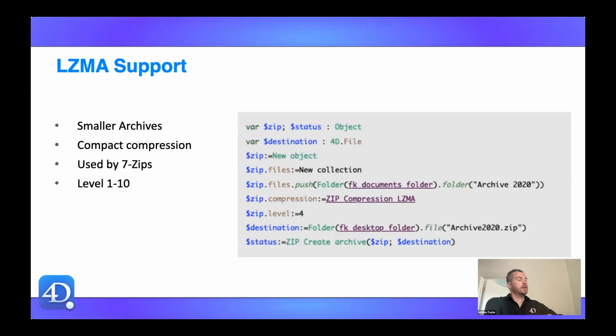And with 4D v19 R3, the ZIP Create archive command supports the compression algorithm LZMA, which creates smaller archives than the standard zip compression algorithm. Now you can pass a zip archive object to the ZIP Create archive command to customize your zip archive. This allows you to set the compression algorithm, set the encryption algorithm, and a few other options like the level at which you'd like the compression to be set.